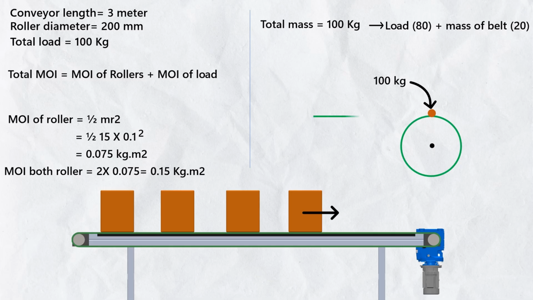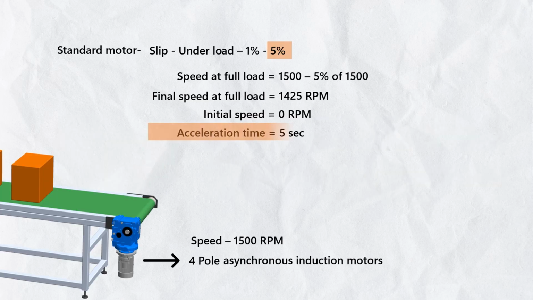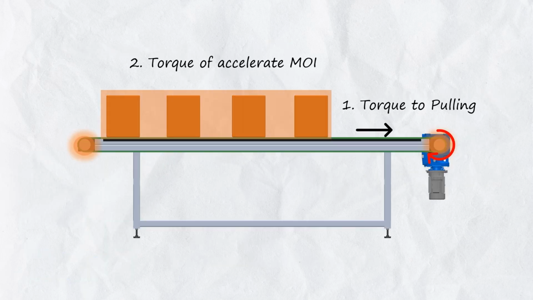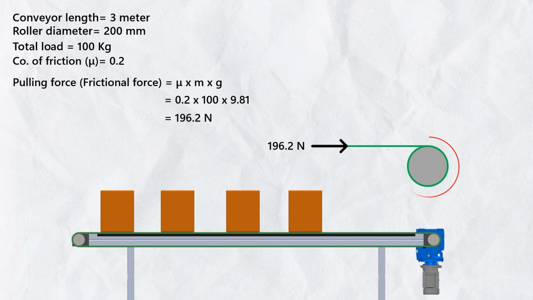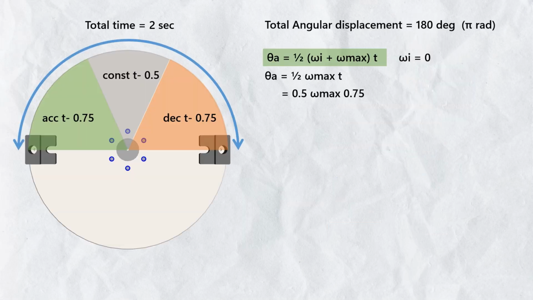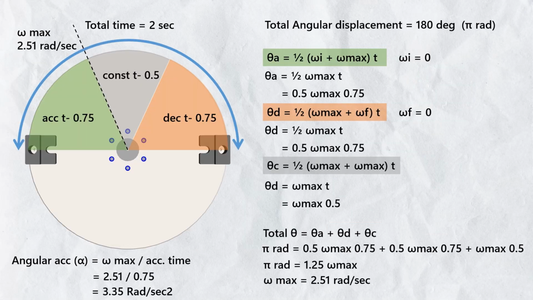So this was all about the theory of moment of inertia. And now let's understand how these theories apply in motor sizing calculation. We will do two calculations: an induction motor sizing for a belt conveyor, and a servo motor sizing for an indexing table. So let's first understand the calculation of an induction motor for a belt conveyor, and then we will understand the sizing of a servo motor for an indexing table.